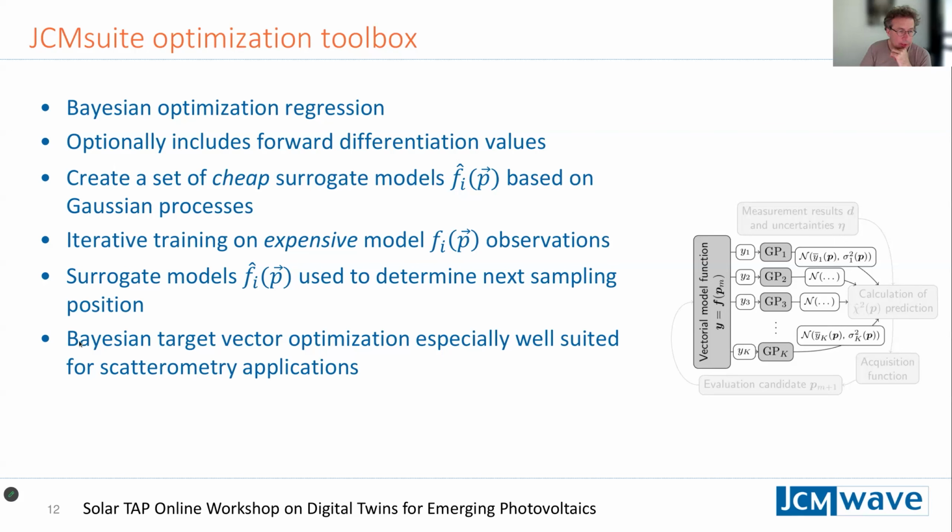Then also this last point here is Bayesian target vector optimization. So often we have measurements or optimization targets where not a single scalar is the optimization target or the measurement, but in the measurement you might have, for example, various diffraction orders. And we can build up Gaussian processes for all of these diffraction orders in order to reach a much faster convergence in the inverse problem.